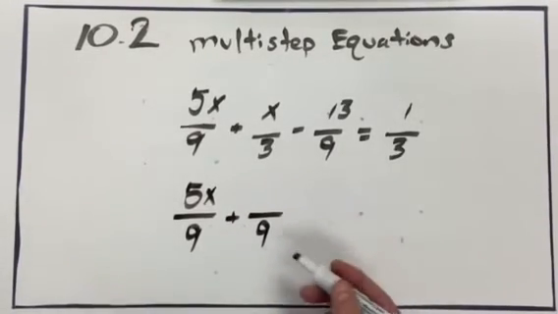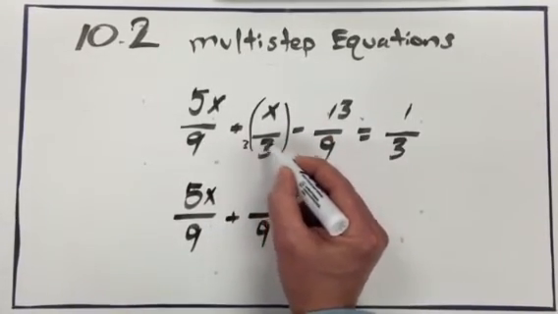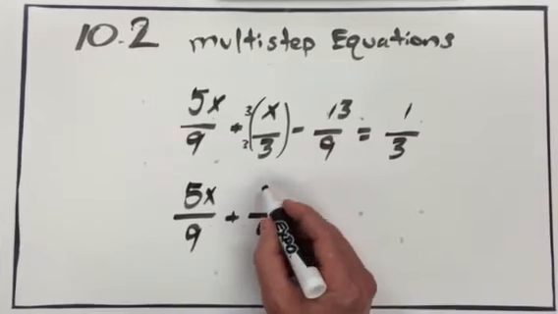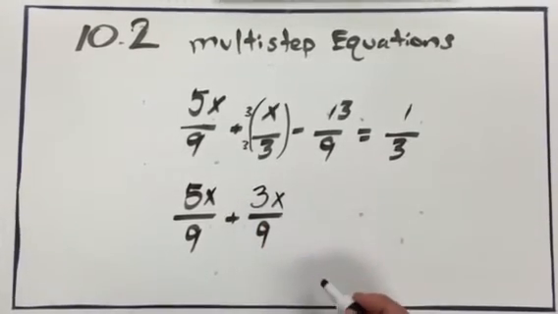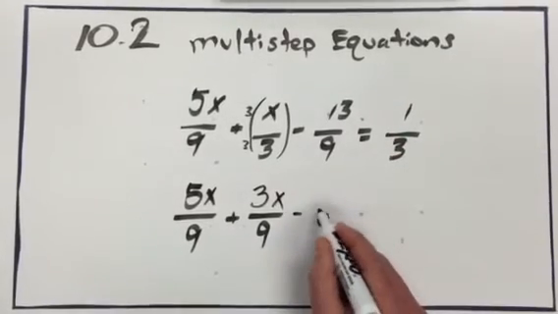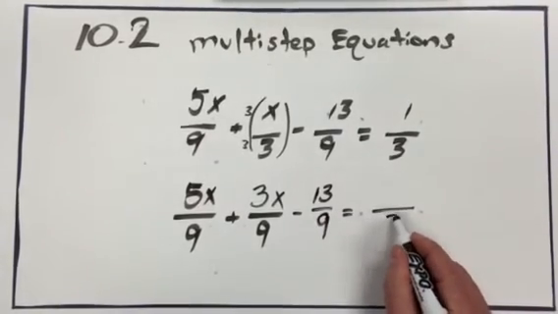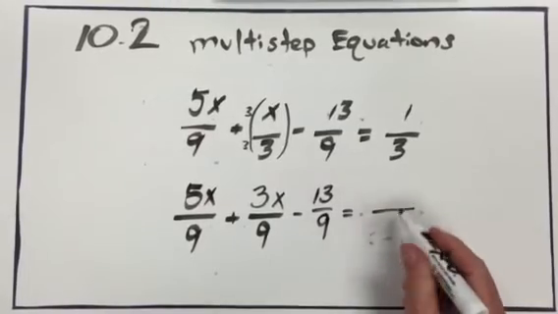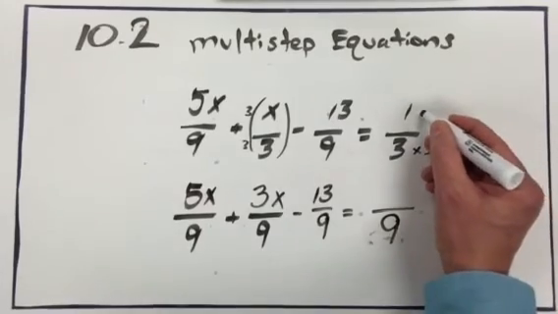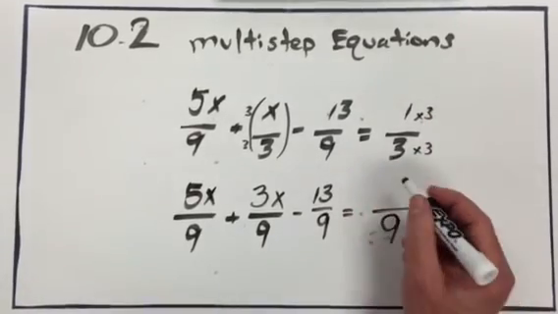Okay, so how do we do that? We have to multiply the top and the bottom. If you multiply the bottom by 3 to get to 9, we would have to multiply the top by 3 as well. So what we're left with is 3x. This one already has the denominator that we need. And the last one here, we need to get it to 9. So we multiply the bottom by 3 and also multiply the top by 3.